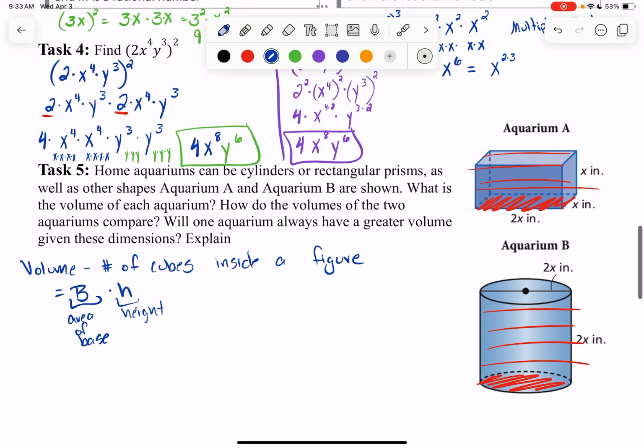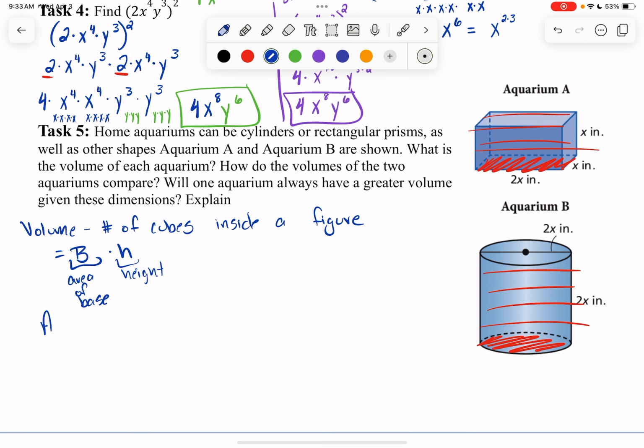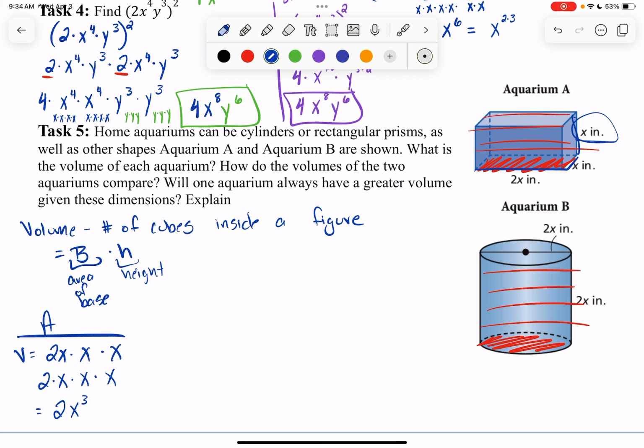So let's go ahead and do that for aquarium A. Well, the bottom is 2x by x. So for the volume, I would take 2x times x. That's the area of that base. And then it's x high, so times the height, which is x. So I'm taking 2x times x times x. So 2 times x times x times x, which will give me 2x to the 1, 2, 3. 2x to the third. So that's the volume of that one.